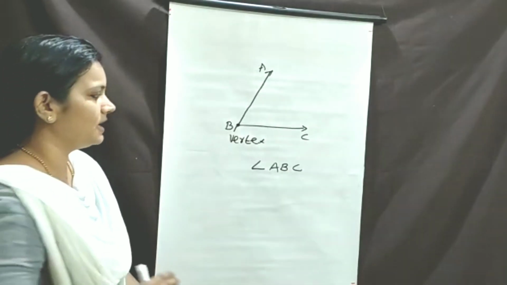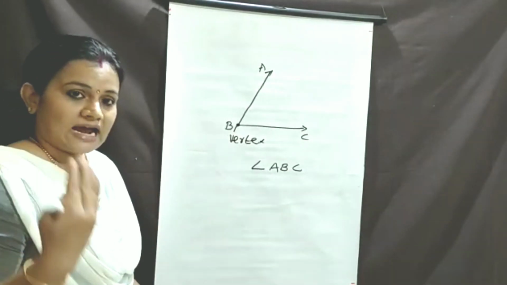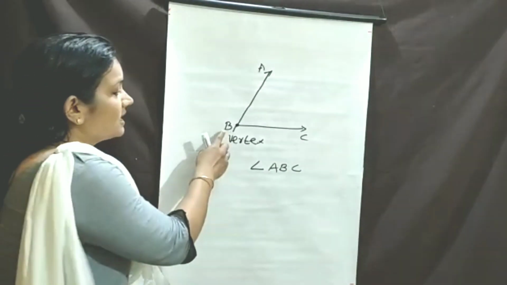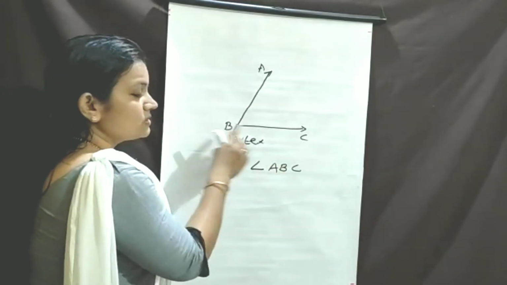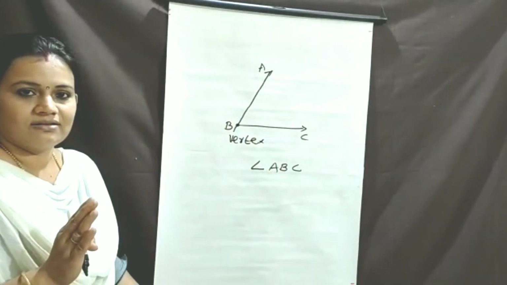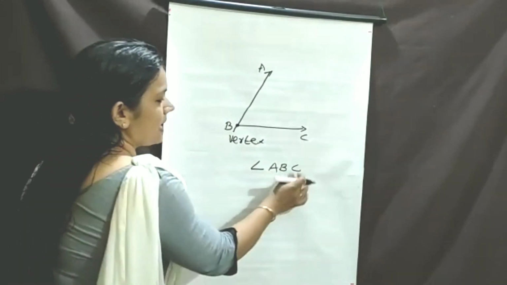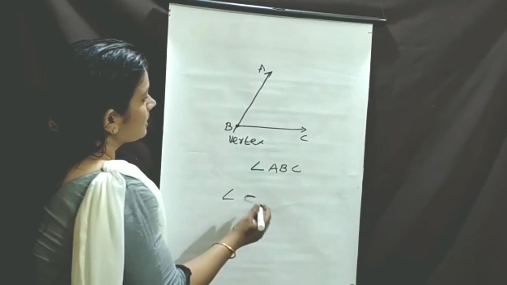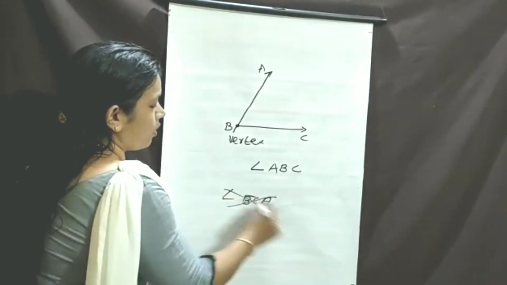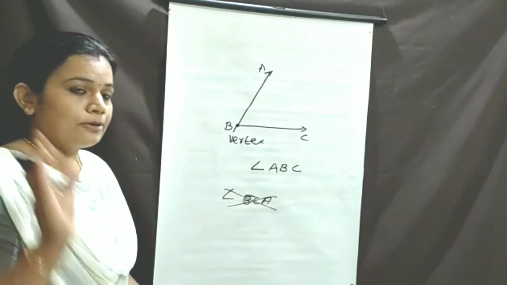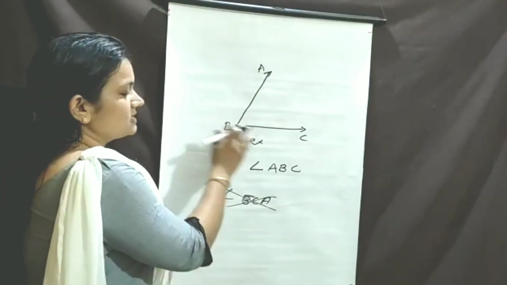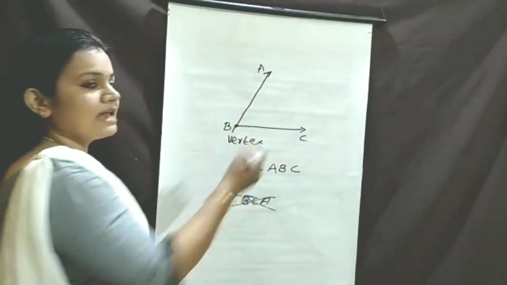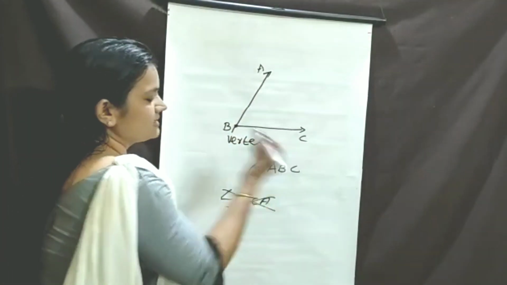Okay, once again I repeat. When naming an angle, you should write the vertex in the middle. Then angle ABC. Don't write it like C, B, A. This is wrong. Always keep in your mind that the vertex should be written in the center. Then we can say this angle's name is angle ABC.